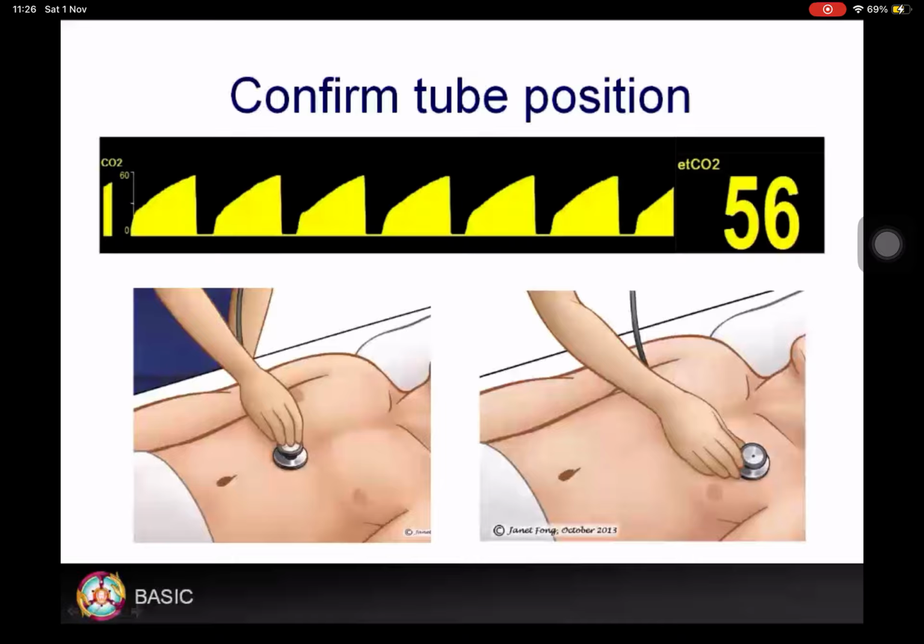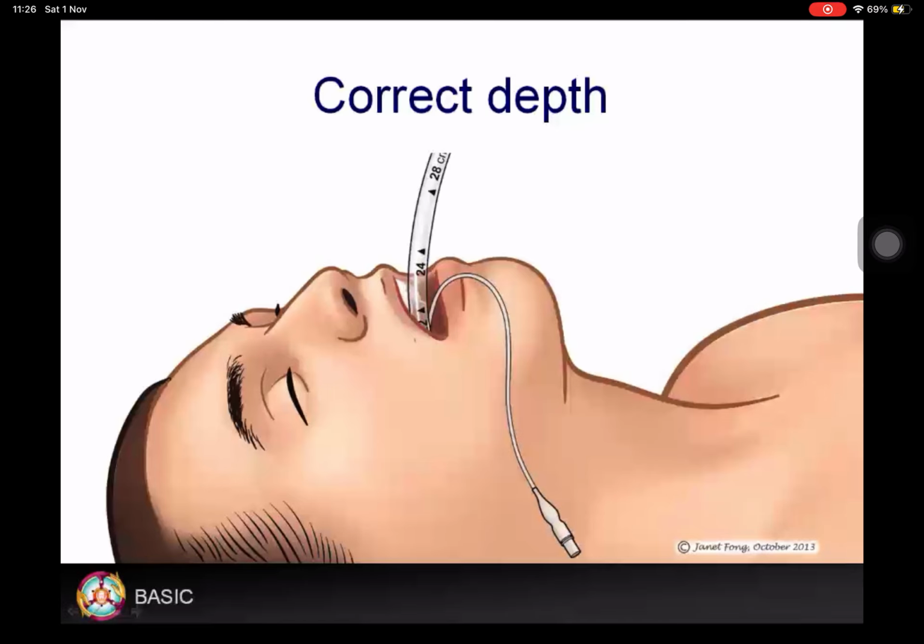Clinical signs such as auscultation of breath sounds over the chest and epigastrium are useful but less reliable. Auscultation is, however, useful to detect a tube that is too deep and in the right main bronchus. In most men, the tip of the endotracheal tube will be appropriately deep when the tip is 23 centimeters from the front teeth. In women, 21 centimeters.